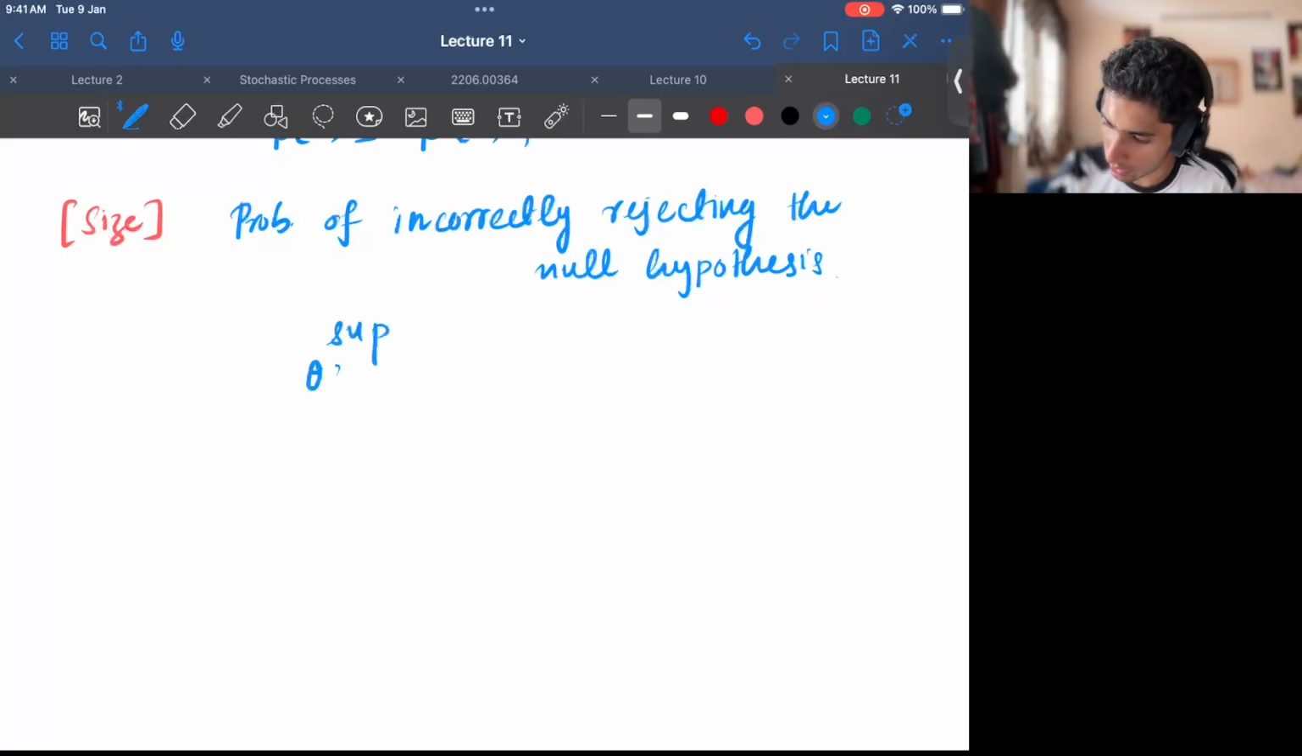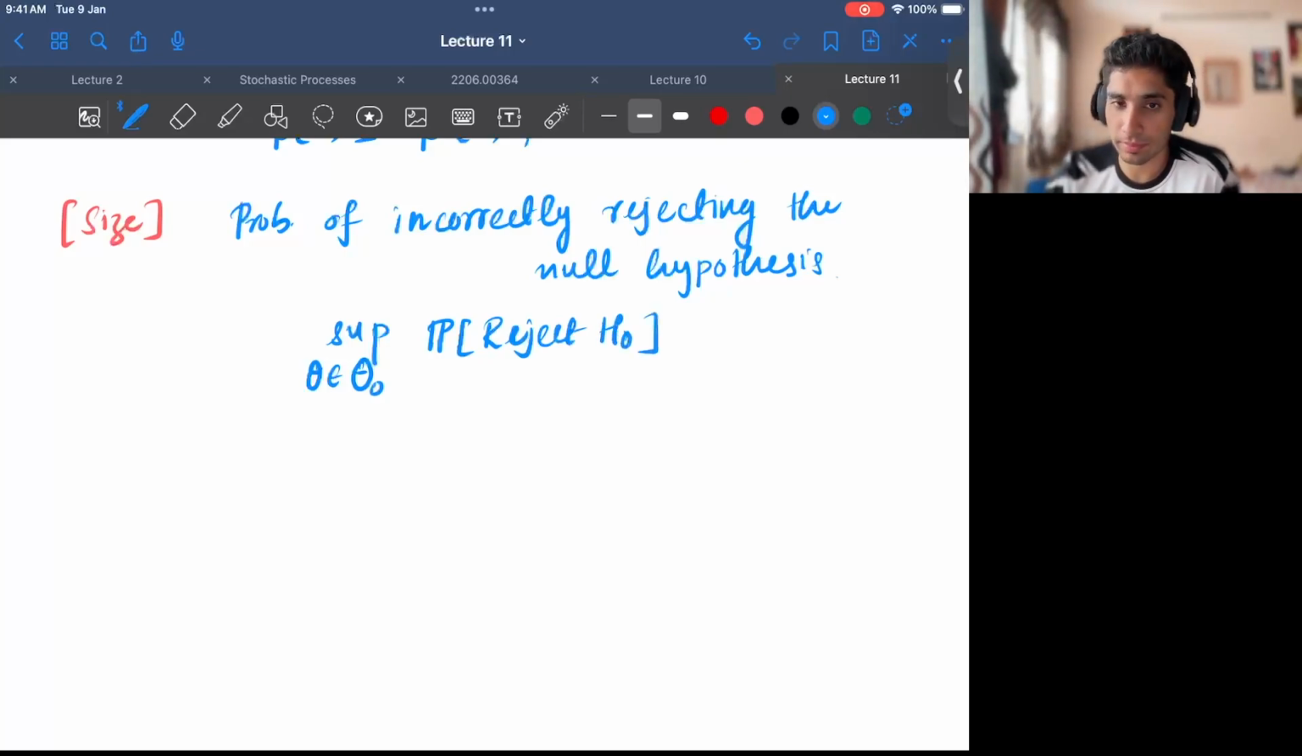It's the supremum over theta belonging to theta naught, right? Why theta naught? Because you are now working under the null hypothesis. So you are rejecting the null hypothesis, and this is the probability of rejecting H naught under theta. So you see all the thetas under the null hypothesis, and then what is the probability of rejecting the null hypothesis, and you take the supremum of that, that is your size.